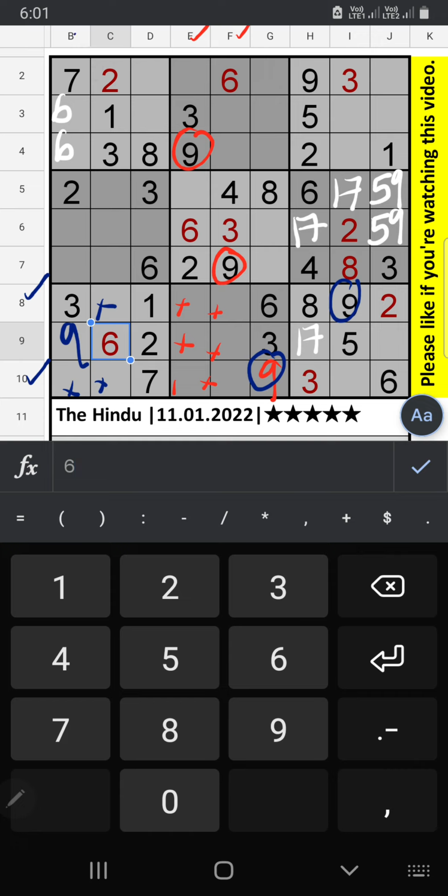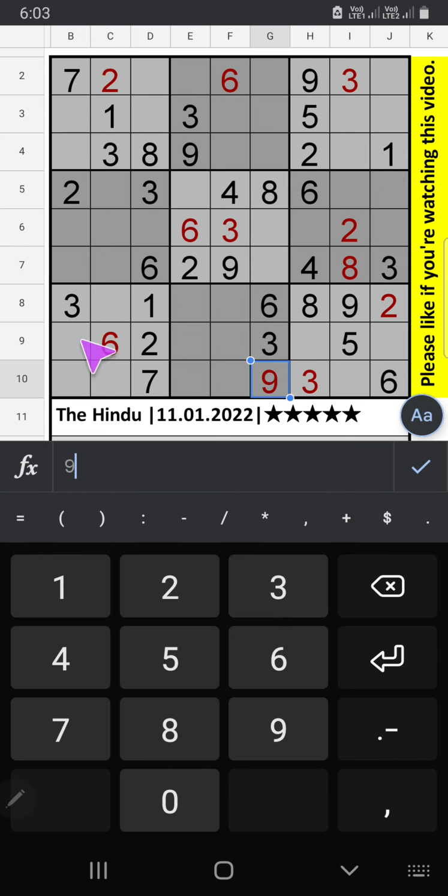Column B we have 8. So 8 can't come in these cells. Second row also we have 9. So 9 can't come in this cell. Then 9 is confirmed here. Column D, 2 numbers are remaining, 4 and 5. We will confirm later.